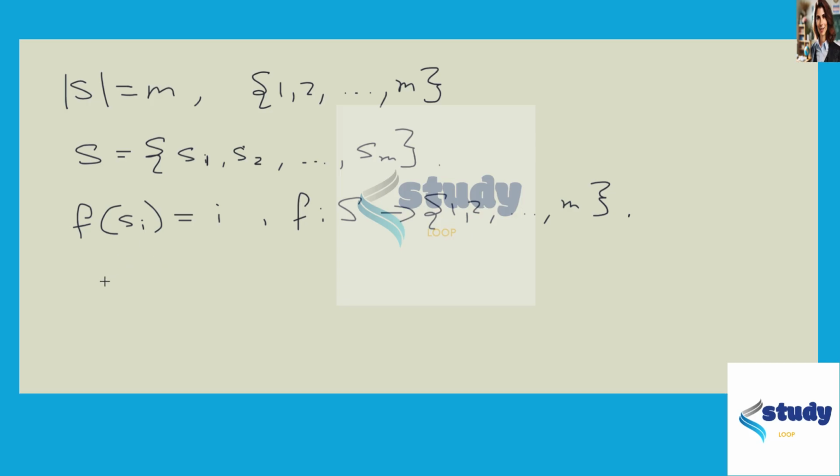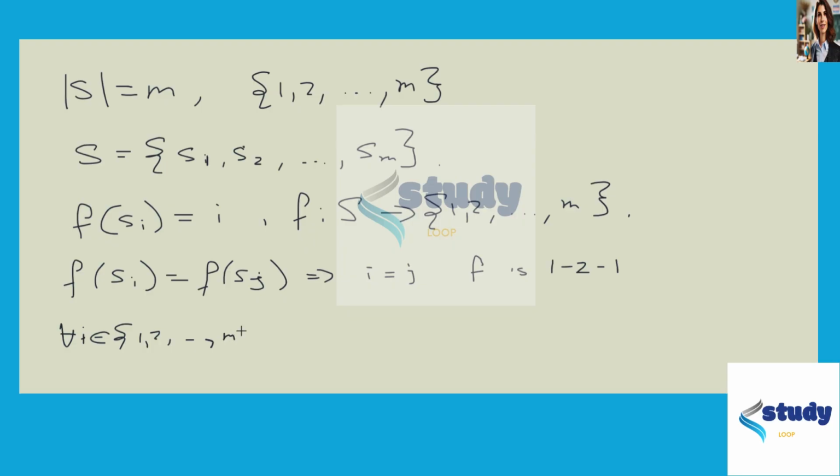First, to prove that it's one-to-one: if we have f(s_i) equal to f(s_j), then this implies that i is equal to j by definition of our function. Therefore, f is one-to-one. Now to prove that it's onto: for every i in the set {1, ..., m}, there exists s_i such that f(s_i) is equal to i. So therefore, f is onto.